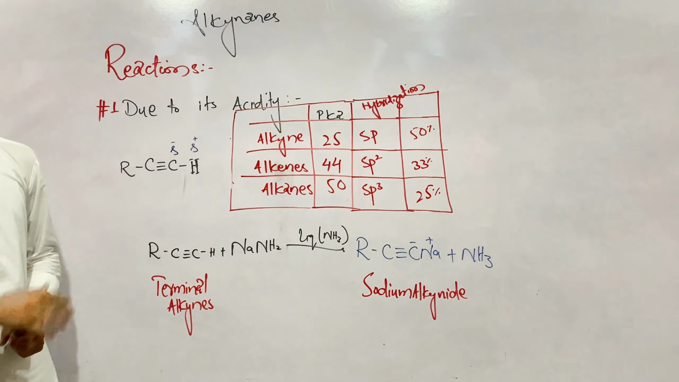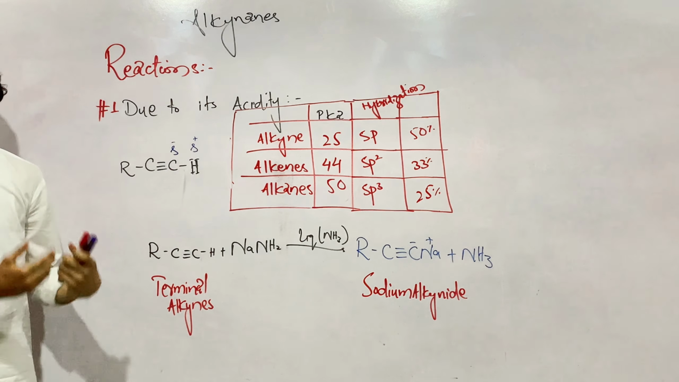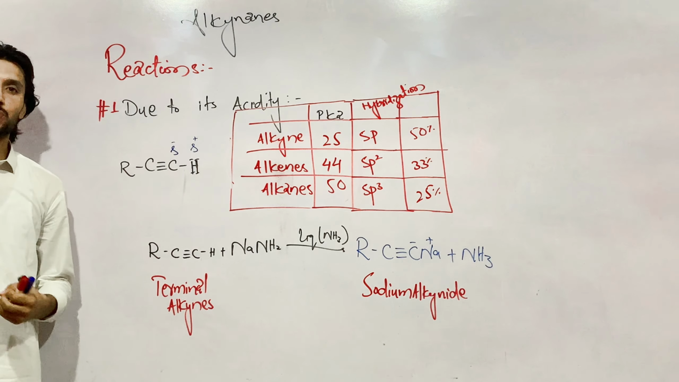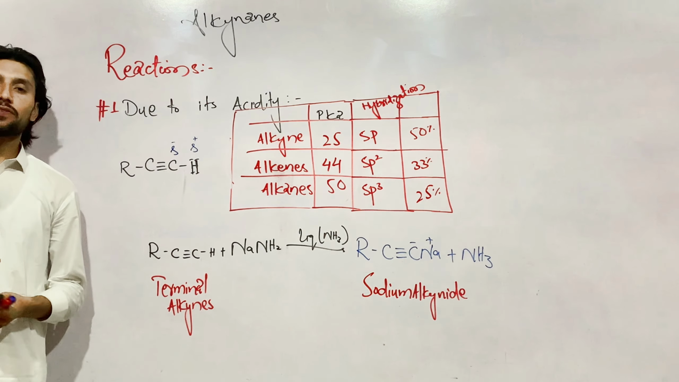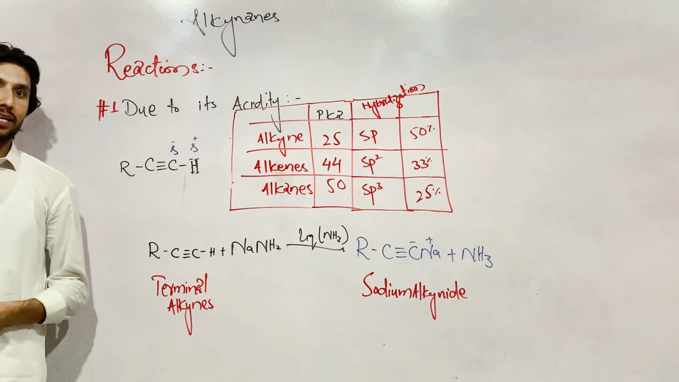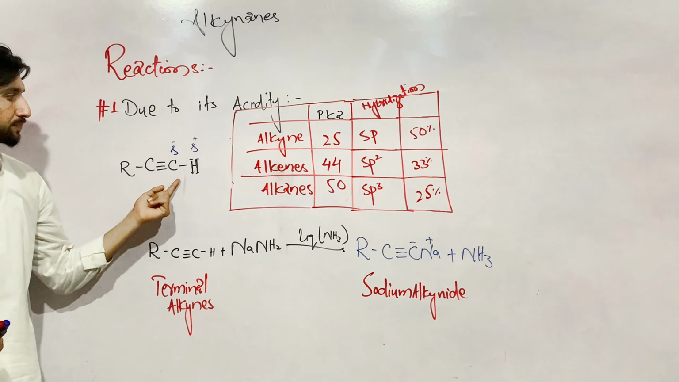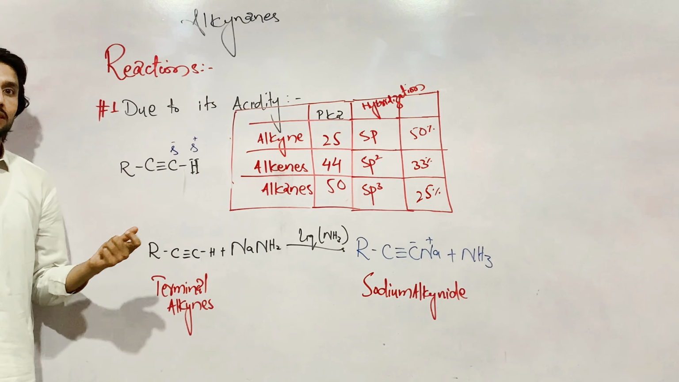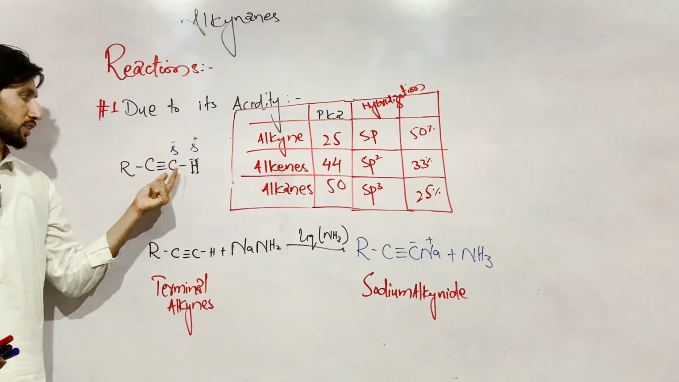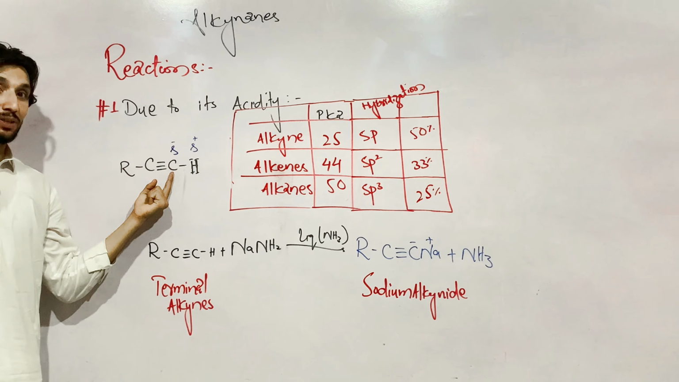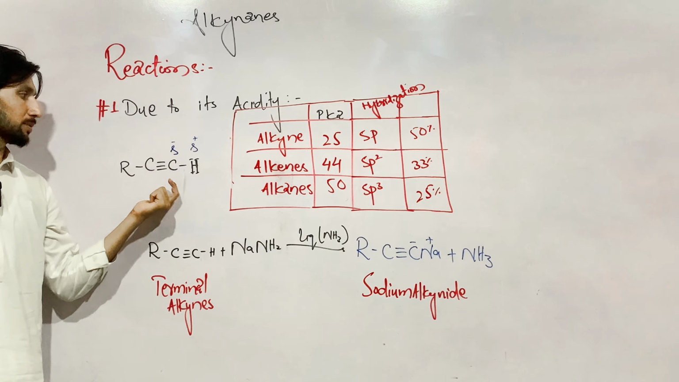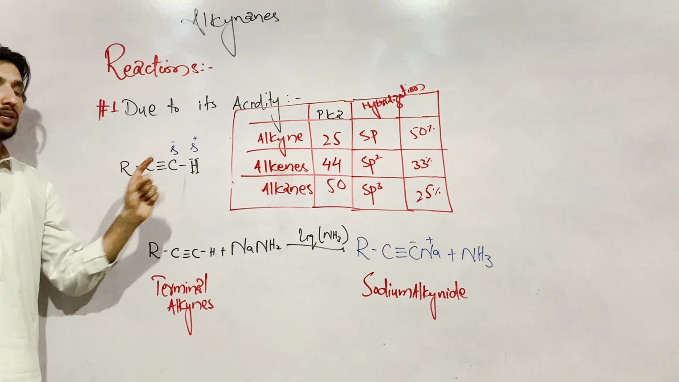We will discuss the reactions of alkynes. And the first one among them is the reaction due to its acidic nature. So if I have a triple bond at the end of the chain, like in this case, I get a proton attached to the triple bonded carbon. So these protons become acidic.